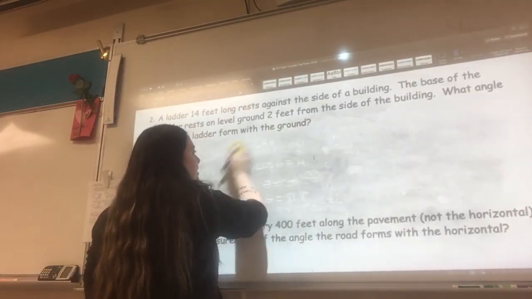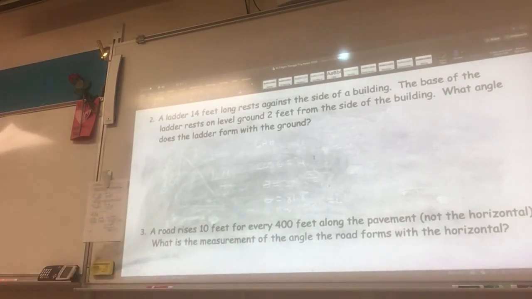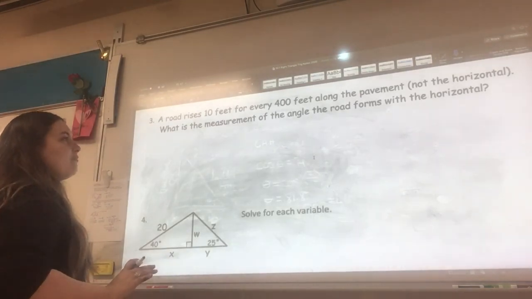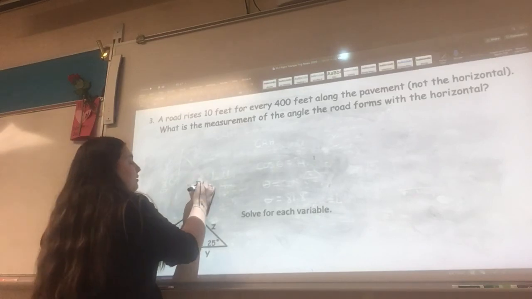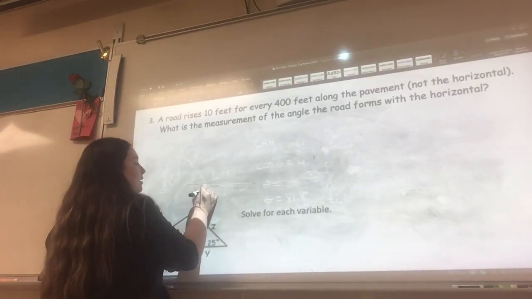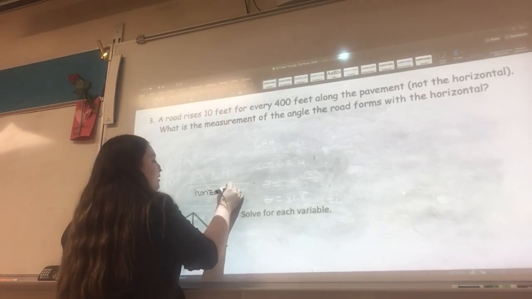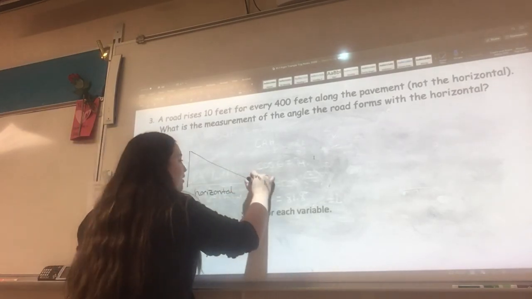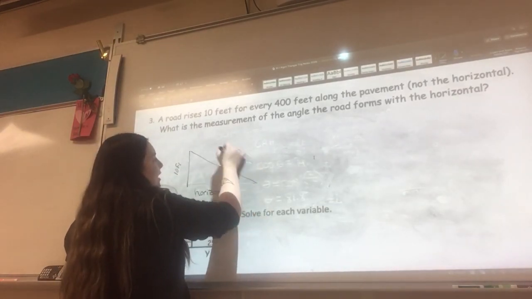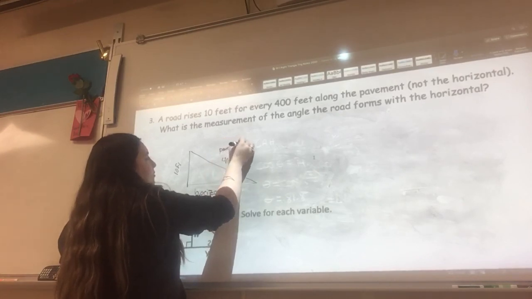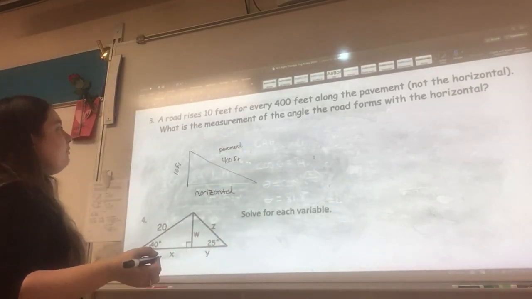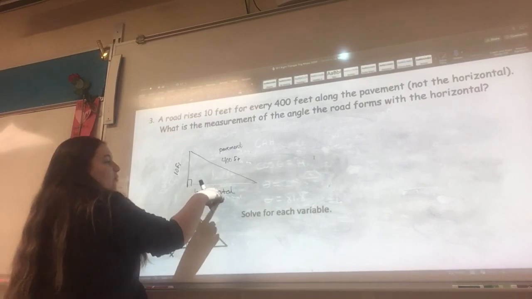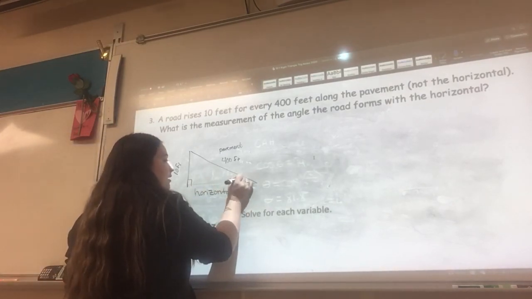So number 3 is very similar. You set up your picture. We have a road that rises 10 feet for every 400 feet along the pavement, not the horizontal. So that means we do have a horizontal here. I need to clean my board, I'm sorry. We have the horizontal here, and it rises 10 feet for every 400 feet of pavement. Again, triangles are probably not drawn to scale. And we want to know what is the measure of the angle the road forms with the horizontal. So we're looking for this lovely theta here.